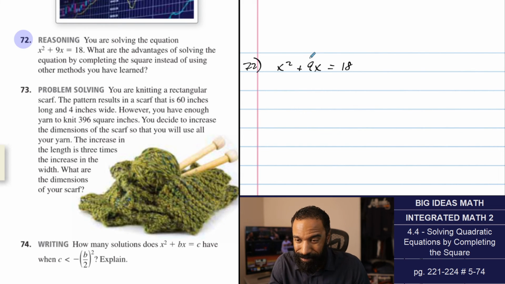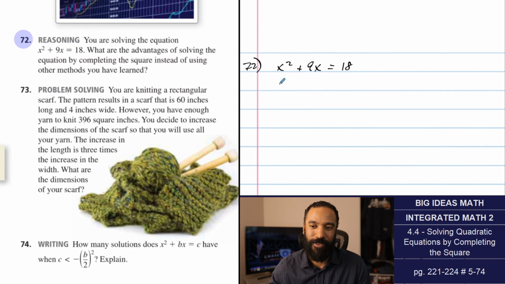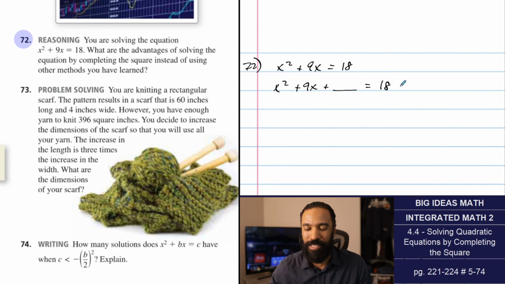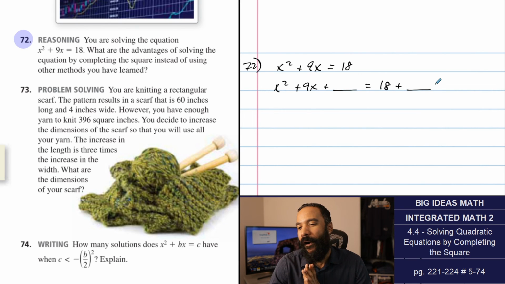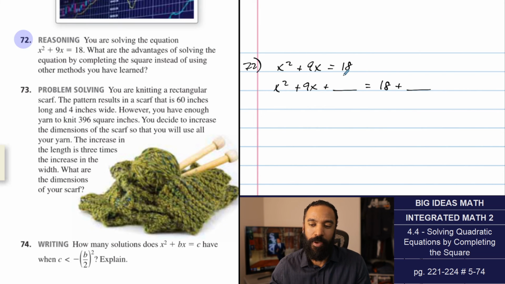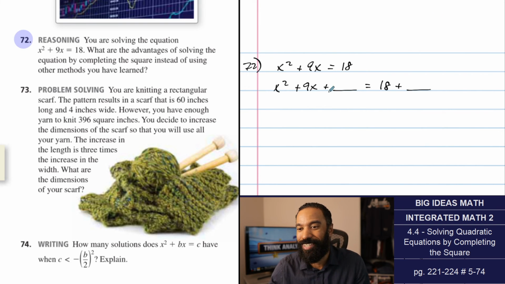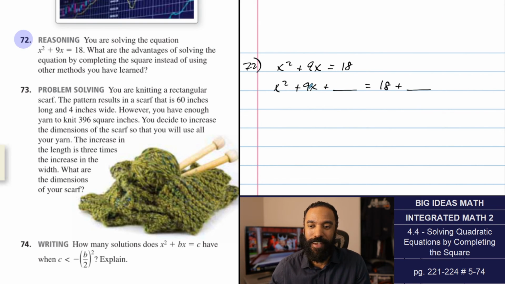Well, is this factorable? I don't know if this is factorable. So hold on, let me solve this. X squared plus 9x plus blank equals 18 plus blank. I don't think this is factorable. Okay, anyway, so one reason why this is beneficial is you can solve it. I can't solve it by factoring if it's not factorable.